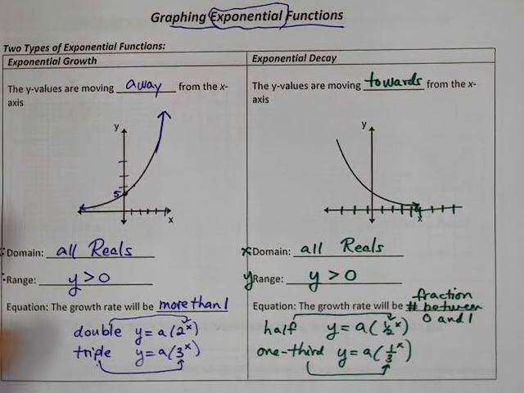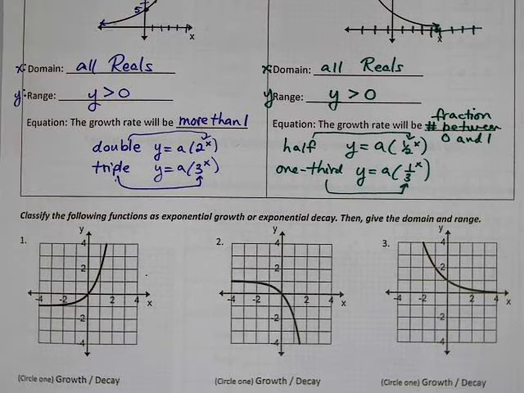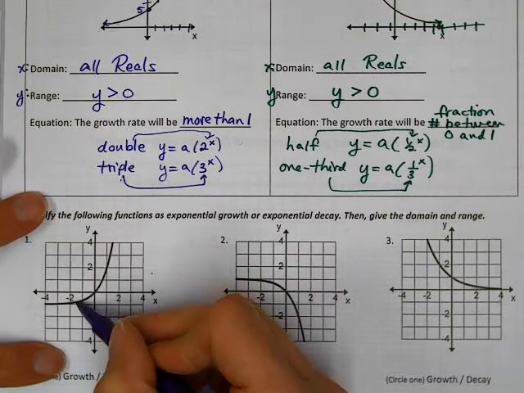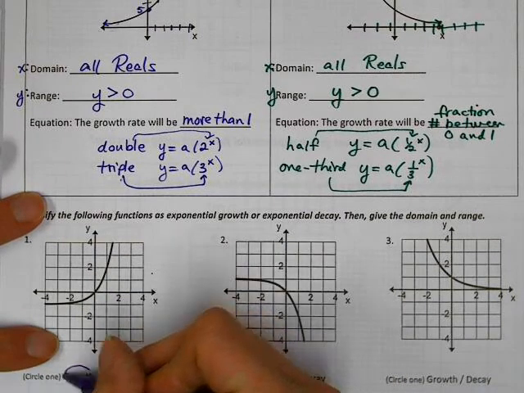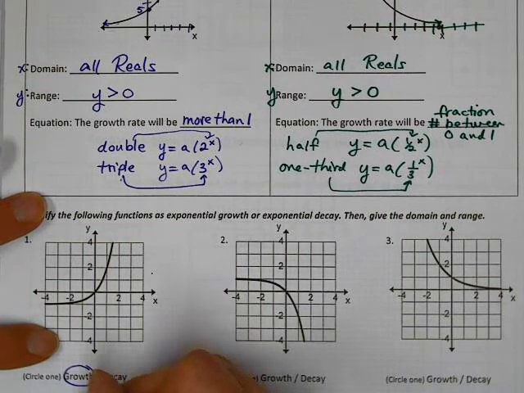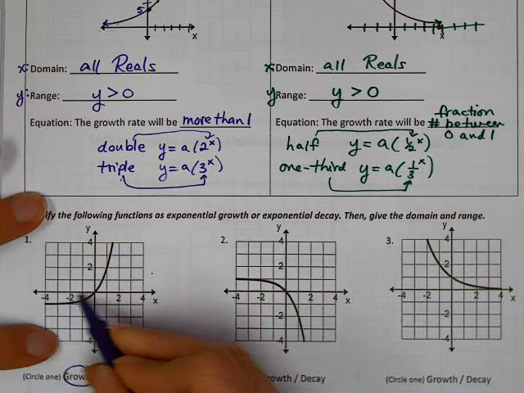Let's classify the following as growth or decay. You can think of this however you want. The graphs here have been shifted around to make them a little more fancy. And so I see as time's passing, I've got more, more, more, more, more. So this is going to be growth. Remember the domain is all reals. You could always plug in any number you want.